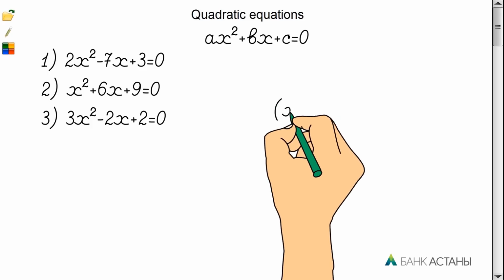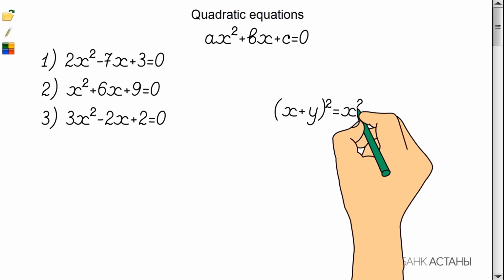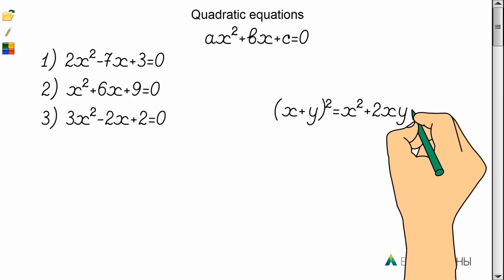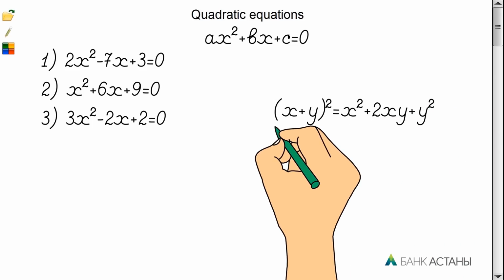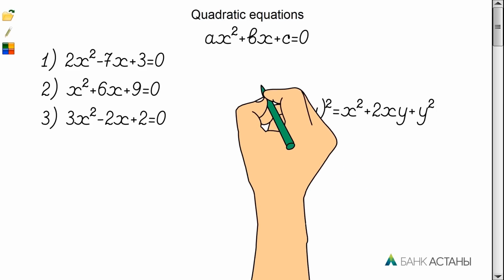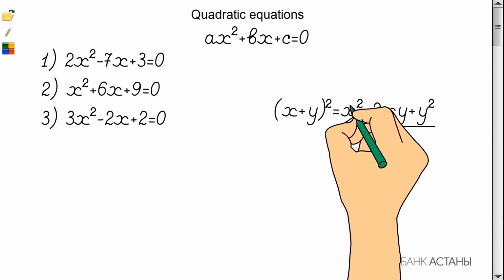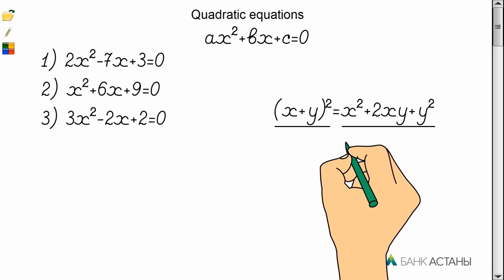The square of the sum of two terms is equal to the square of the first term plus twice the product of the first term to the second, plus the square of the second term. This is the well-known formula for squaring a sum. If you look at our expressions, they look alike. Can we transform our general equation in such a way as to make the perfect square?